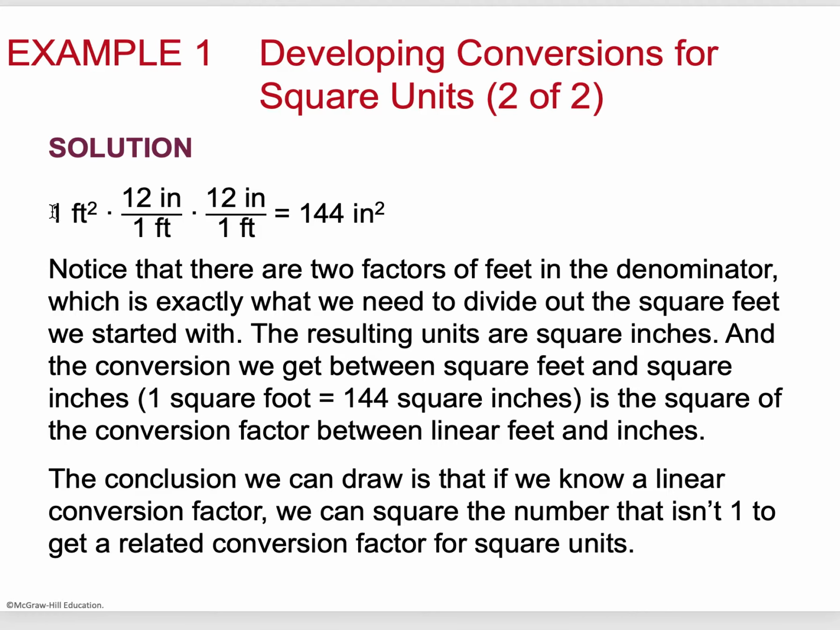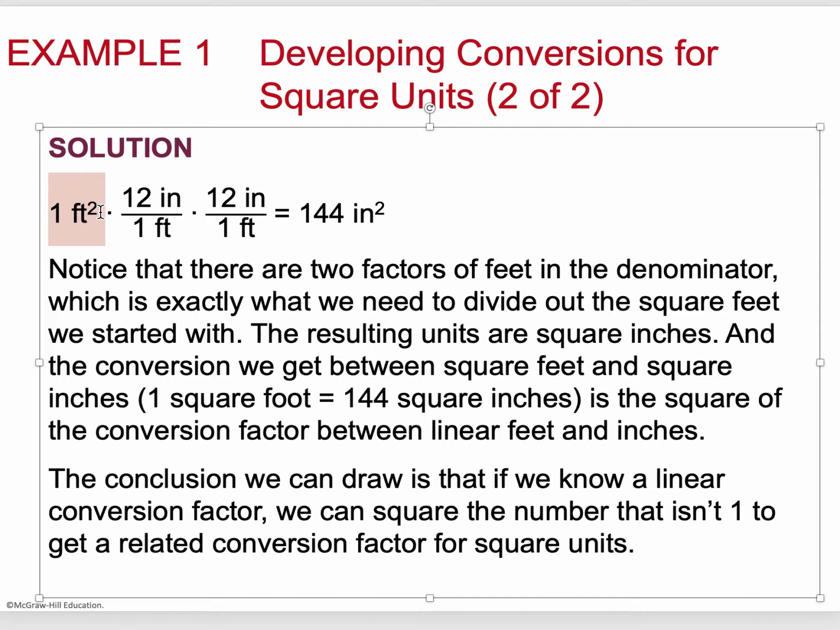So that looks like this. If I have 1 foot squared and I want to go to inches squared, I take the conversion factor, notice that feet is in the denominator, and I just multiply it by itself twice. So I get 12 times 12, which is 144. If you notice, there are 2 conversion factors. Again, that's related to the fact that something is being squared, and when you square something, it is multiplied by itself twice.